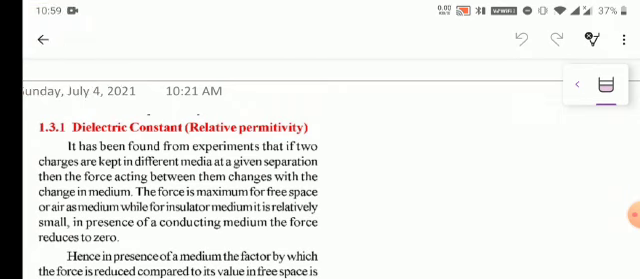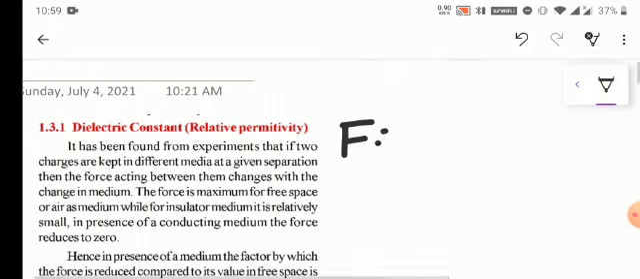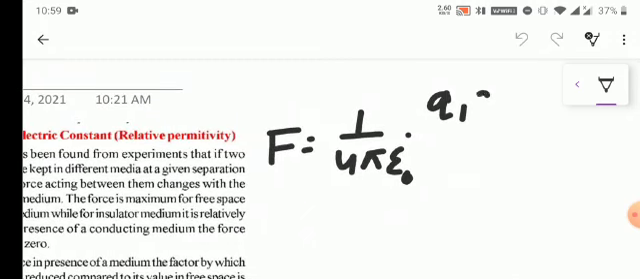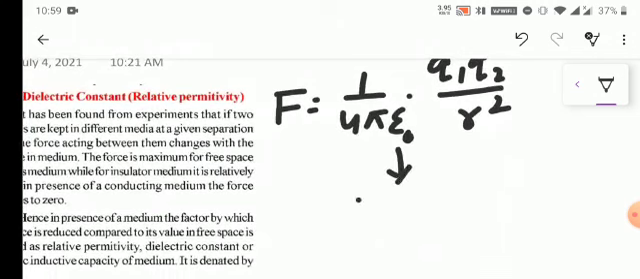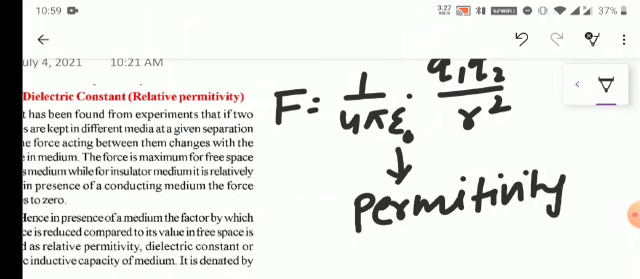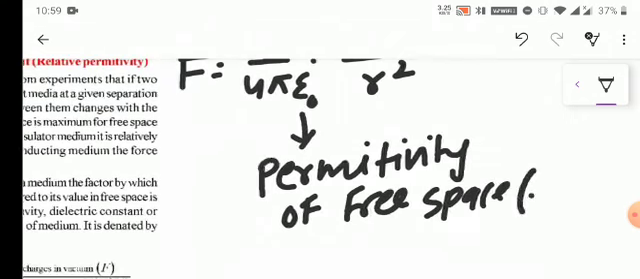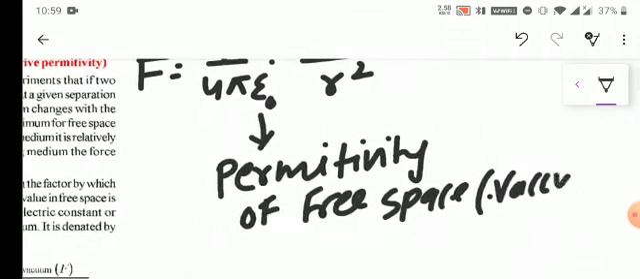So in the last class we got the formula for the force between two charges: 1 upon 4 pi epsilon naught, q1 q2 upon r square. Here epsilon naught is the permittivity of free space, or you can say vacuum.